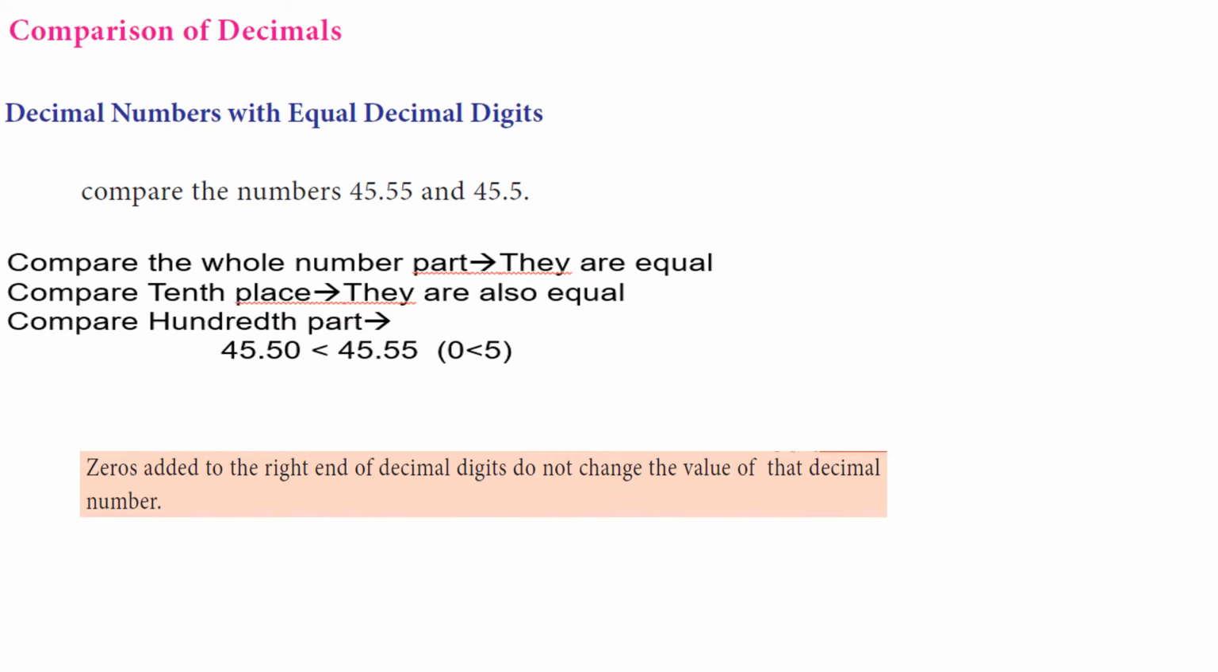Here 5 and that side 0. That is 45.50 and 45.55. So you compare the 100th place, 0 less than 5. Okay, so 45.55 is greater. And note, zeros added to the right end of the decimal digit do not change the value of the decimal number.